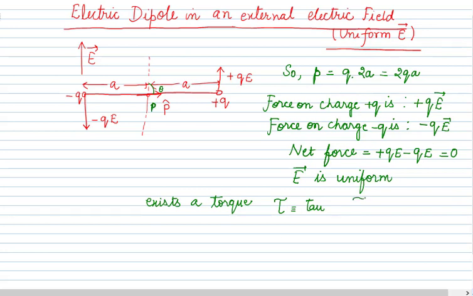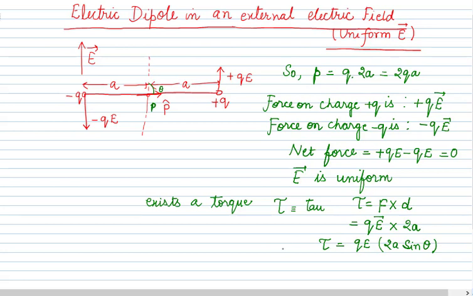So this tau is equal to F cross D, where F is the magnitude of the force, which is two forces equal and opposite, and D is the distance. So in our case, the force which is acting on each charge is QE, equal and opposite, and the distance is 2A. So this is QE cross 2A. So the torque tau may be written as QE, and the cross product will give us sine theta. Here theta is the angle between this E and our dipole moment P. So this is QE 2A sine theta, which may again be written as 2QEA sine theta.